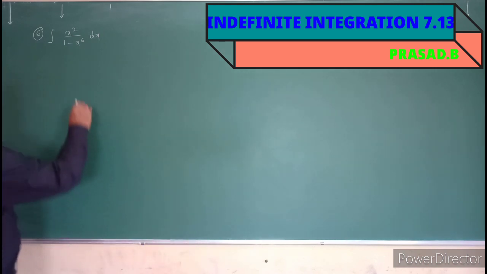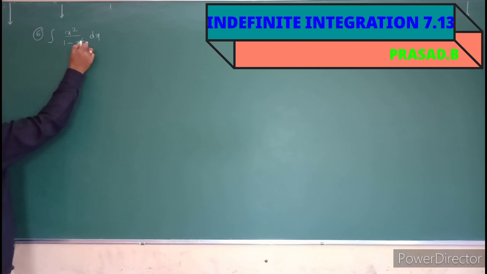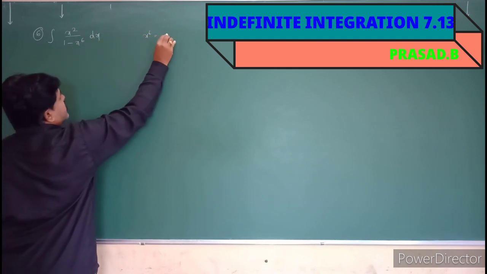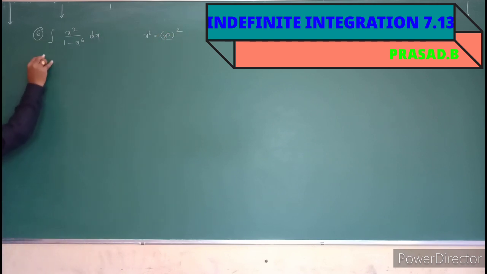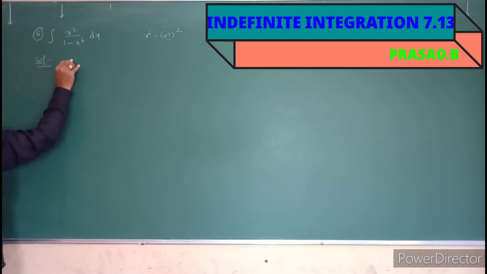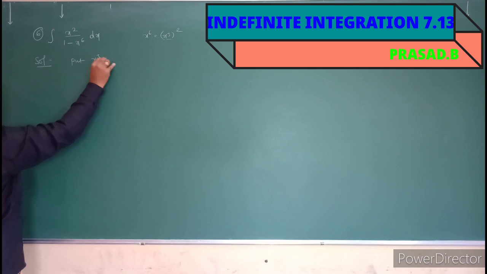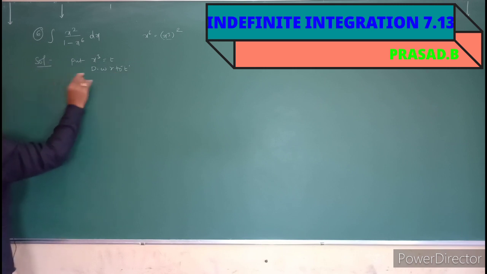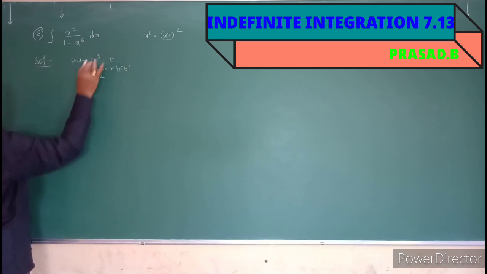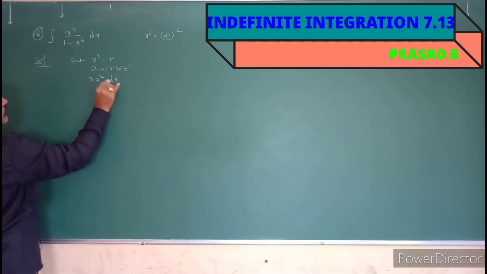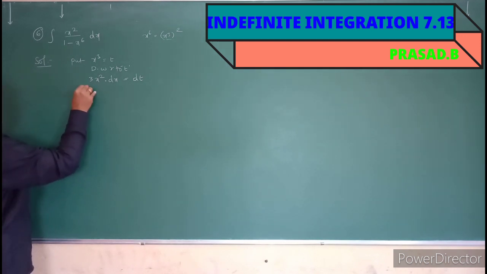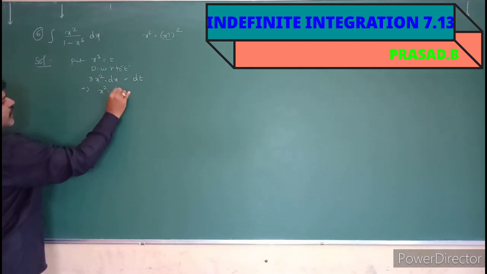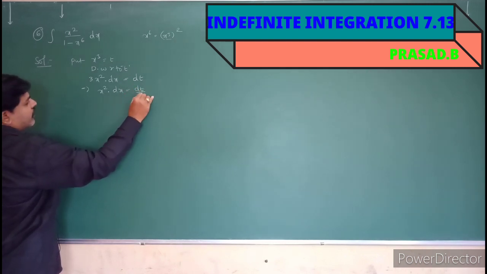So see this one here. This x power 6 you can write as x cube whole square. So this x cube I will take as t. First I will put x cube is equal to t. Differentiate with respect to t: 3x square, the derivative of x cube is 3x square into dx is equal to dt. So that implies x square into dx is equal to dt by 3.